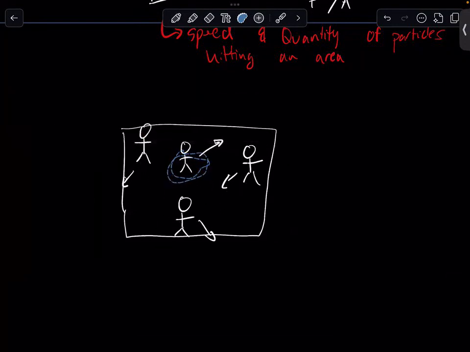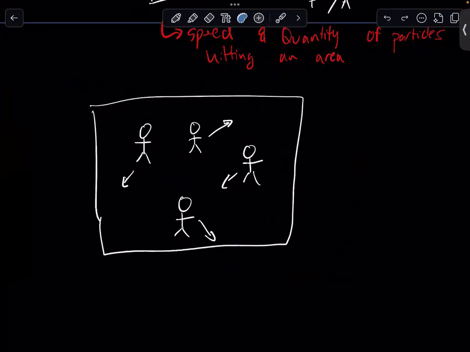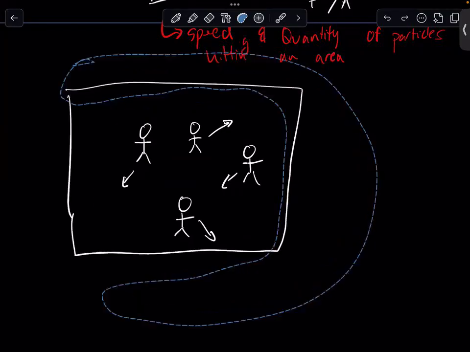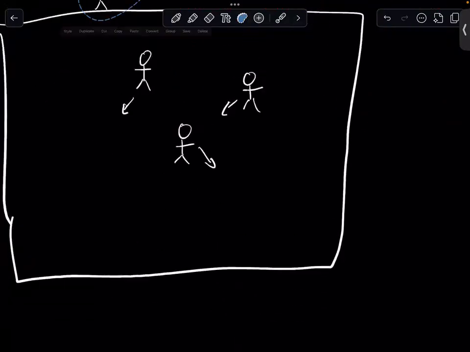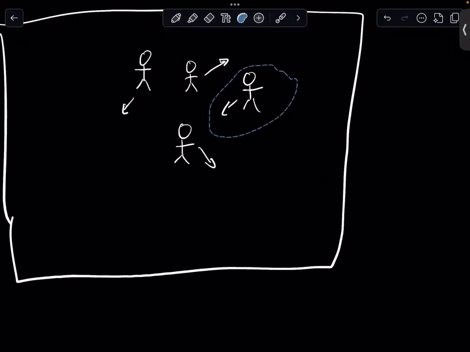Now, imagine the container got bigger. If the container now gets bigger, they're going to collide a lot less with things. And they may even collide with their other peers less. And because of that, we can assume that the pressure decreases.